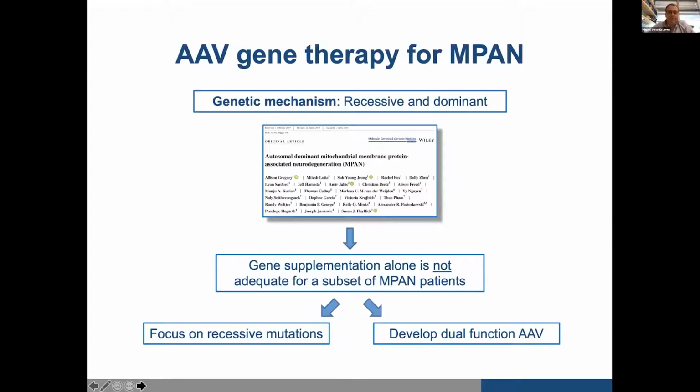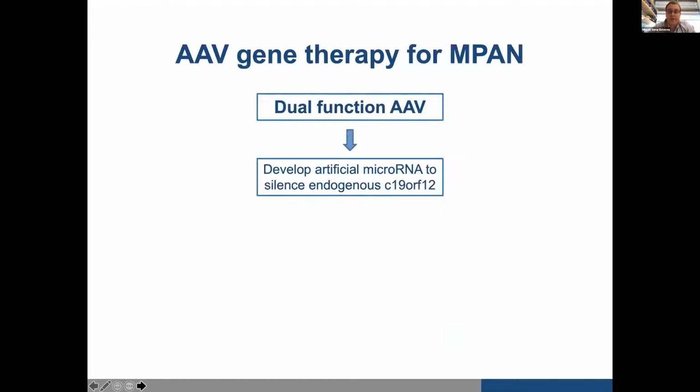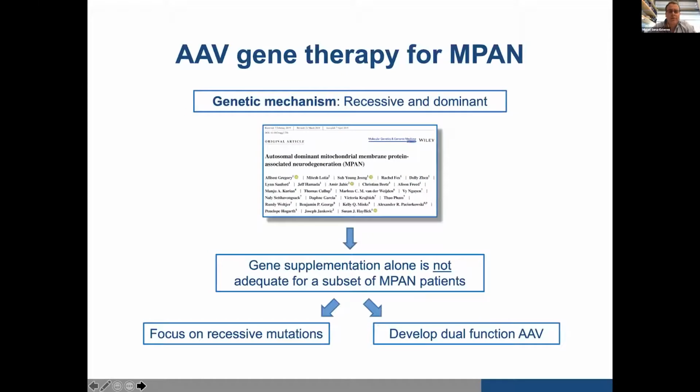And the question of, and this is Susan's paper that she actually mentioned during her talk, the genetic mechanism of recessive versus dominant. It's clear that for the dominant diseases, gene supplementation alone is not adequate to treat these patients, given that these patients already have a normal copy of the gene, but it certainly seems that the mutant protein has a dominant function. So one can have two approaches. Certainly one can focus on the recessive mutations alone, but that will certainly leave some patients out of the equation.